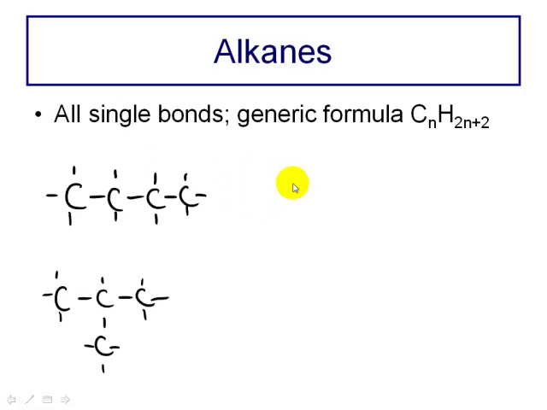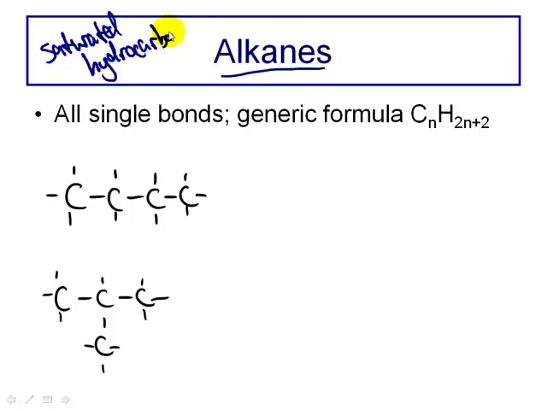Now, your first and most simple kind of organic chemical is called an alkane. Alkanes are known as saturated hydrocarbons. What saturated means here, as an adjective, is that the carbon atoms have bonds to as many different bonding partners as they can have; they have entirely single bonds. The generic formula is n carbons and 2n plus 2 hydrogens.